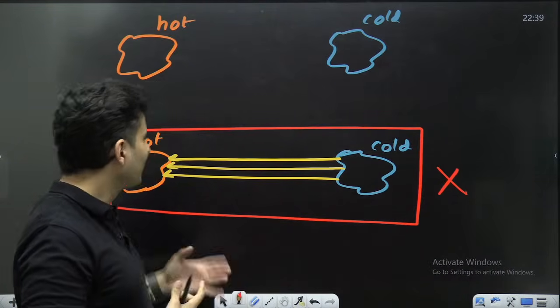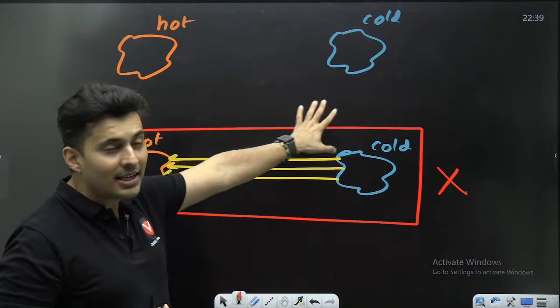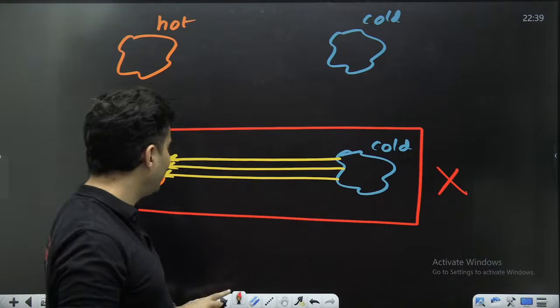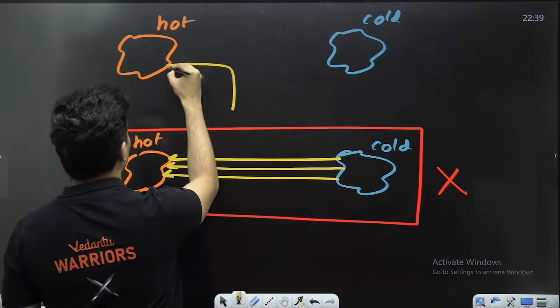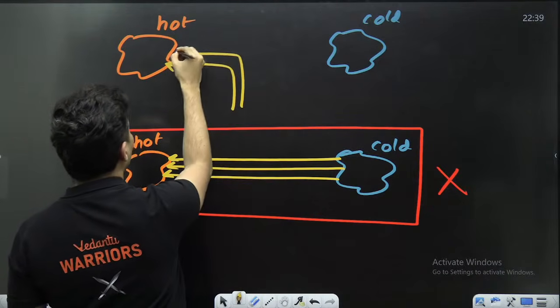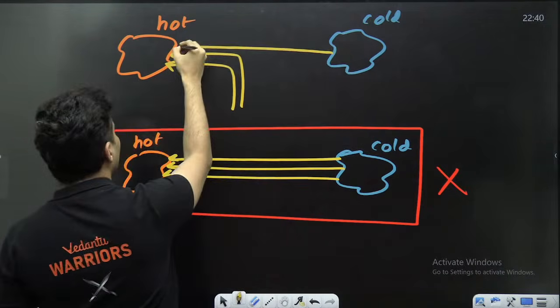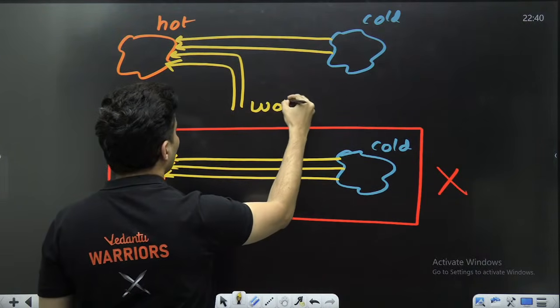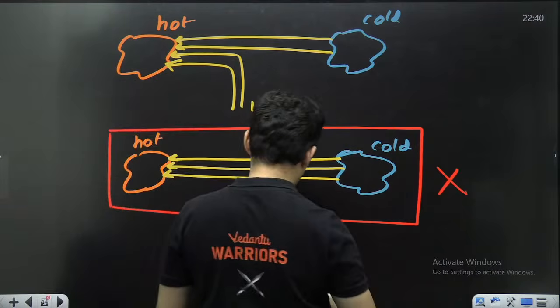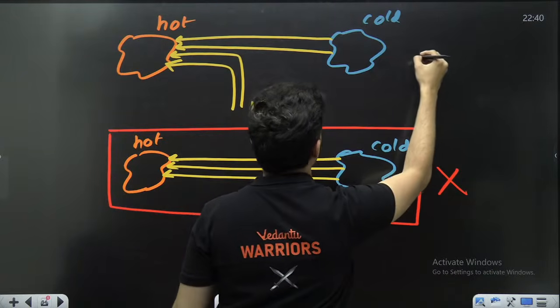How does energy flow? But if you want the energy to go from cold to hot, then you have no other choice but to do work on it. You have to do work. Only then the energy will go from cold to hot side. Only then, not otherwise.